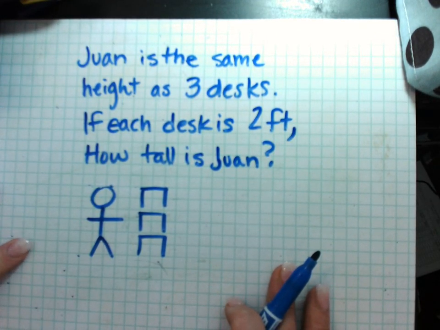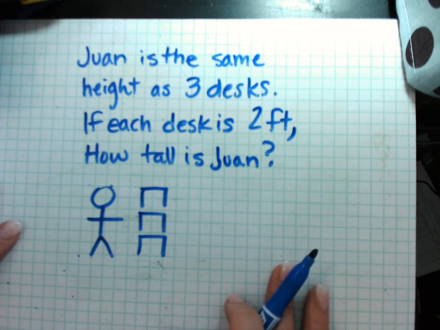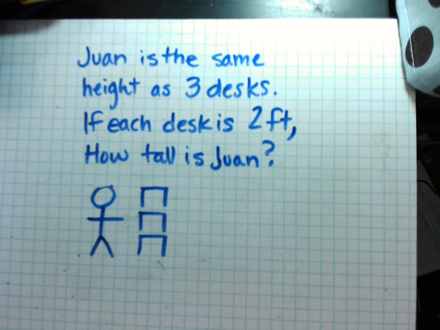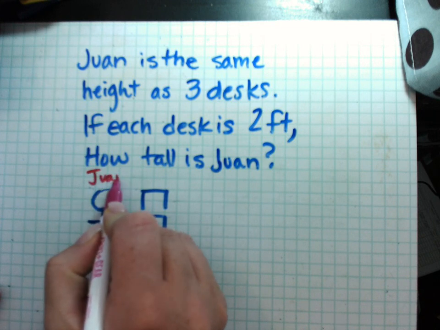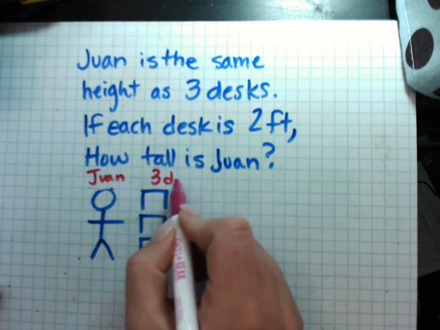Juan is the same height as 3 desks. If each desk is 2 feet, how tall is Juan? Okay, so looking at this, I drew a diagram of Juan and 3 desks. And if you want to draw this diagram down in your notes, you can. So we have Juan and 3 desks.